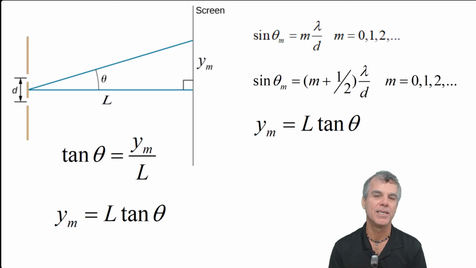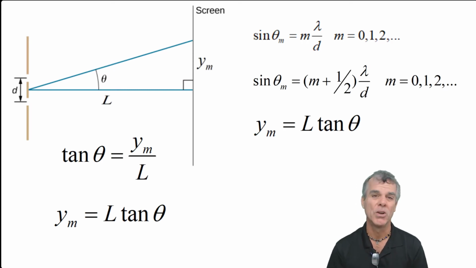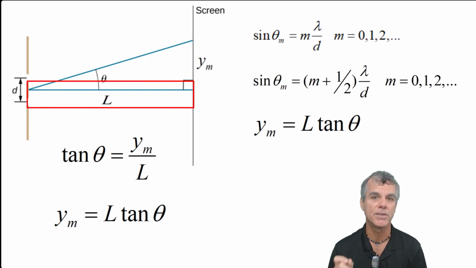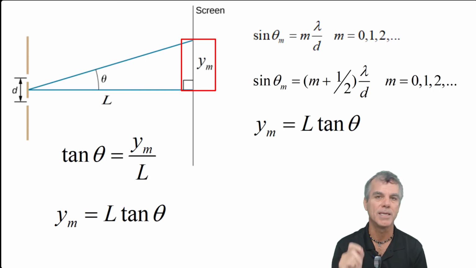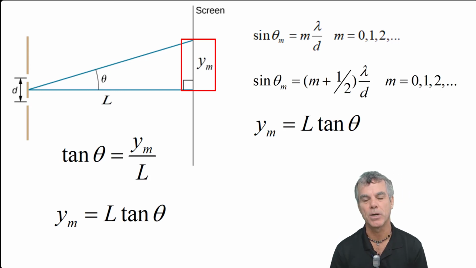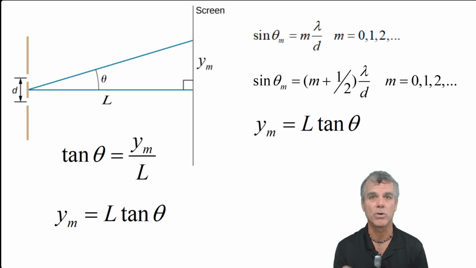So shown here is a simplified version of Young's double slit experiment. Remember, d is the distance between the two slits, L is the distance the screen is from the double slits, theta is the angle measured from in between the two slits to a point on the screen, and y_m is the distance from the central bright maximum to a point on the screen. And that could either be a bright fringe or a dark fringe.